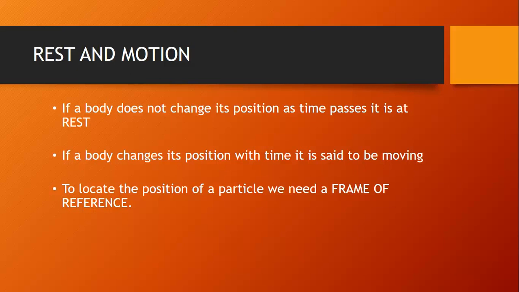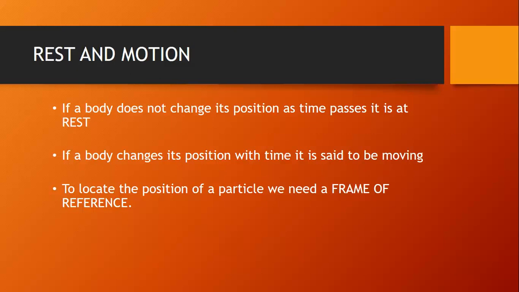Like that, if a body changes its position with the time, then it is said to be moving. Let's say a bus is going from one place to another place. So it's nothing but it is in motion. So motion is a combined property of the object under study and the observer. There is no meaning of rest and motion without observer. Actually, nothing is in absolute rest or in absolute motion.